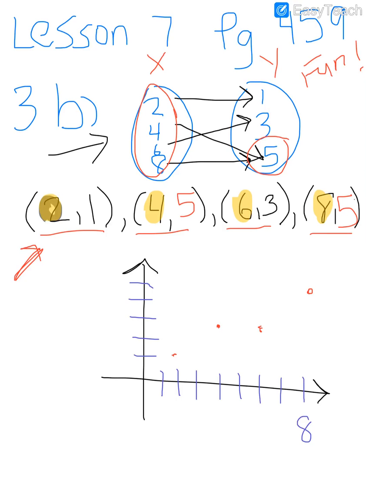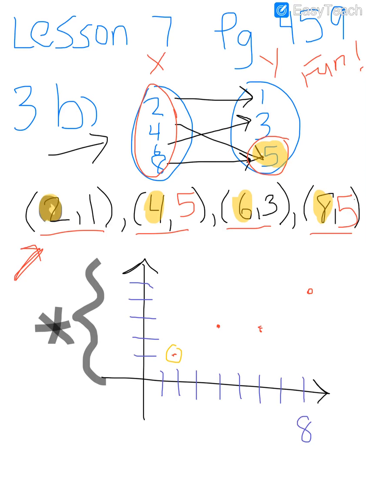Now, to see what happens with that y, like why there were 2 arrows mapping to 5, you can see that clearly if you plot your points, okay? So what I've done was I've taken my ordered pairs and plotted them, right? So this first ordered pair is 2, 1, and then 4, 5, 6, 3.